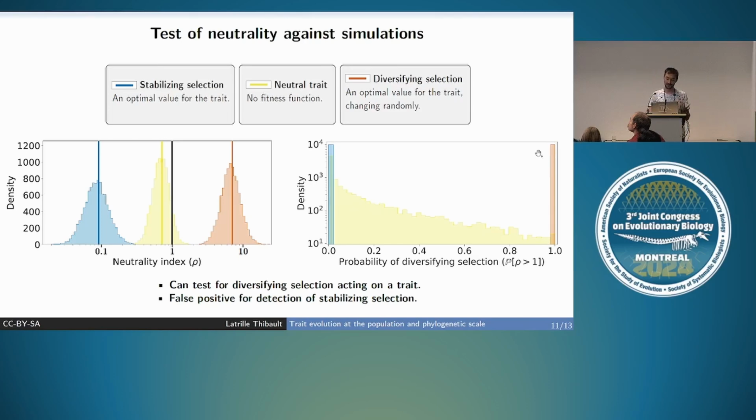The problem here is for neutral. When you simulate under neutrality, what you recover with your estimation is that a bunch of them will look like stabilizing. What it means is that you have false positives for detecting stabilizing selection, which is not the case for diversifying. So it's a good test for diversifying selection because it doesn't have false positives and also has few false negatives, but it's not a good test for stabilizing.